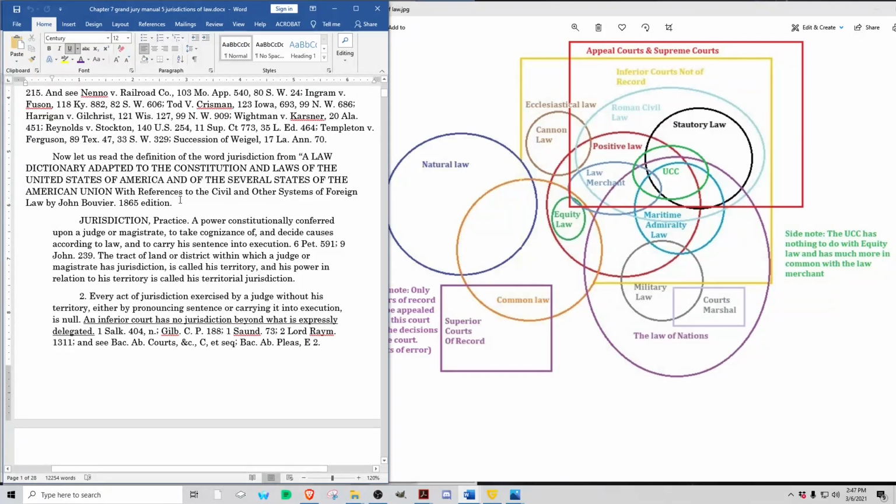Jurisdiction, practice: a power constitutionally conferred upon a judge or magistrate to take cognizance of and decide causes according to law, and to carry his sentence into execution. The tract of land or district within which a judge or magistrate has jurisdiction is called his territory, and his power in relation to his territory is called his territorial jurisdiction.